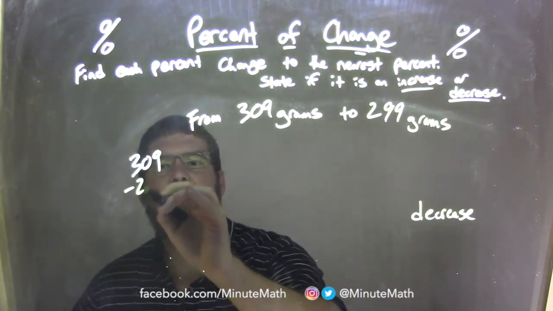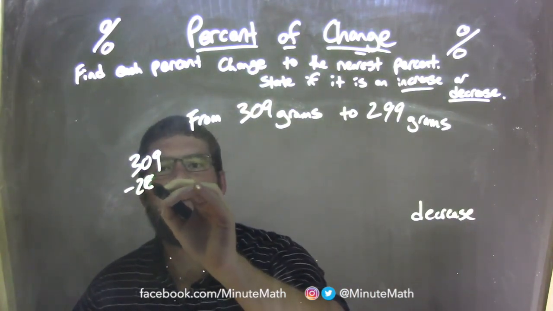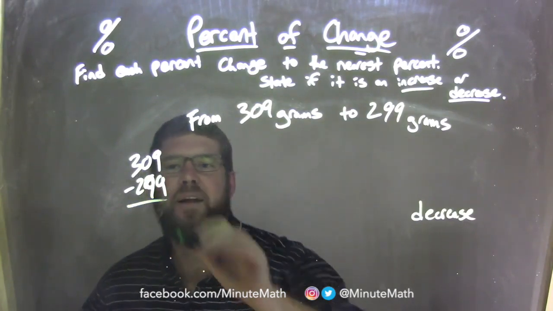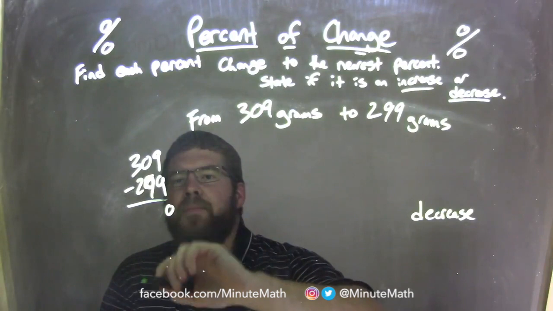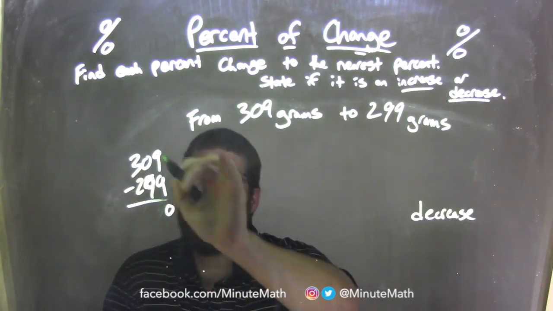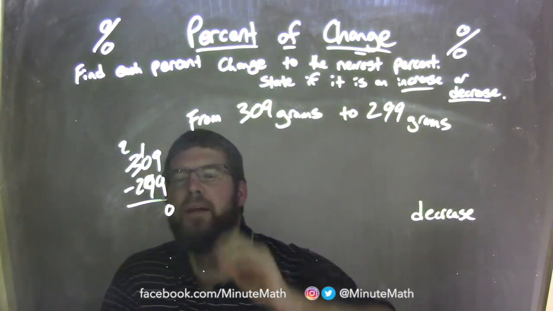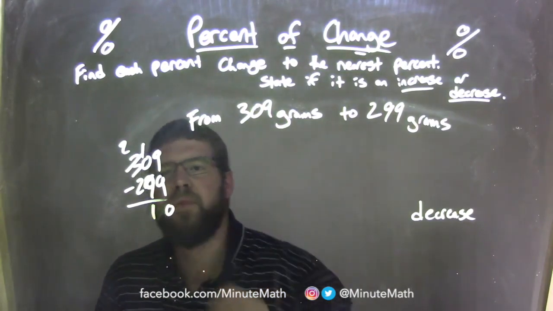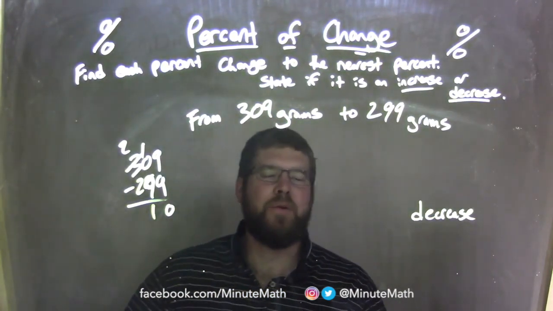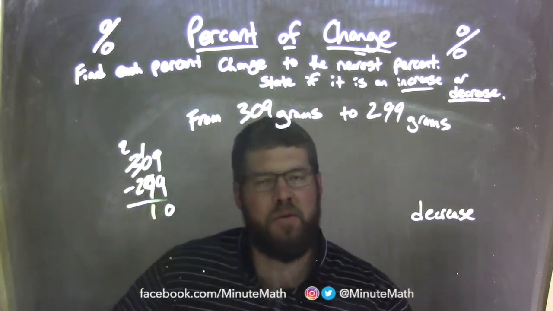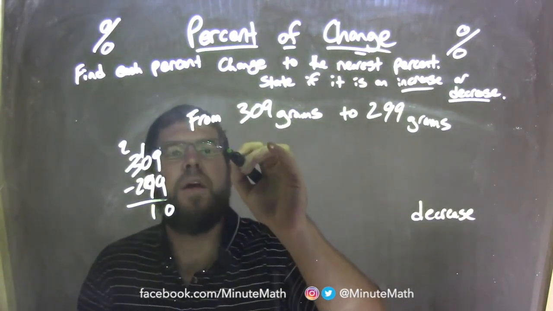309 minus 299. Oh my gosh, I almost wrote 209. So 299. It looks a little different there. It's okay. 9 minus 9 is a 0. 0 minus 9, oh, I can't do that. So the 3 becomes a 2. Make that a 10. 10 minus 9 is easy. It's a 1. And 2 minus 2 is 0. And it's just a 10 gram decrease here. And you probably could have seen that from the beginning, but it's all good. So we have 10 here.